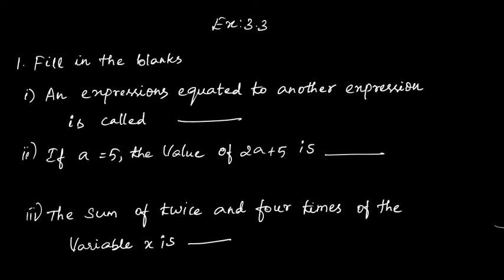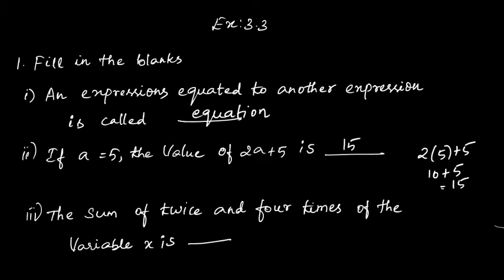Exercise 3.3, first question, fill in the blanks. An expression equated to another expression is called equation. Second question, if a is equal to 5, then the value of 2a plus 5 is, so 2 into a value is 5 plus 5. So 2 5s are 10, 10 plus 5 you will get 15.